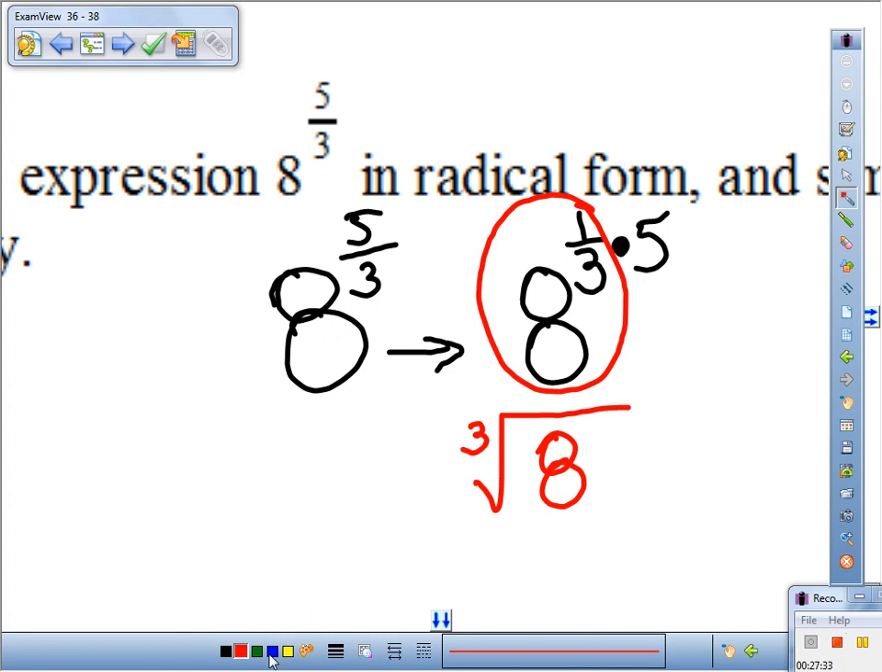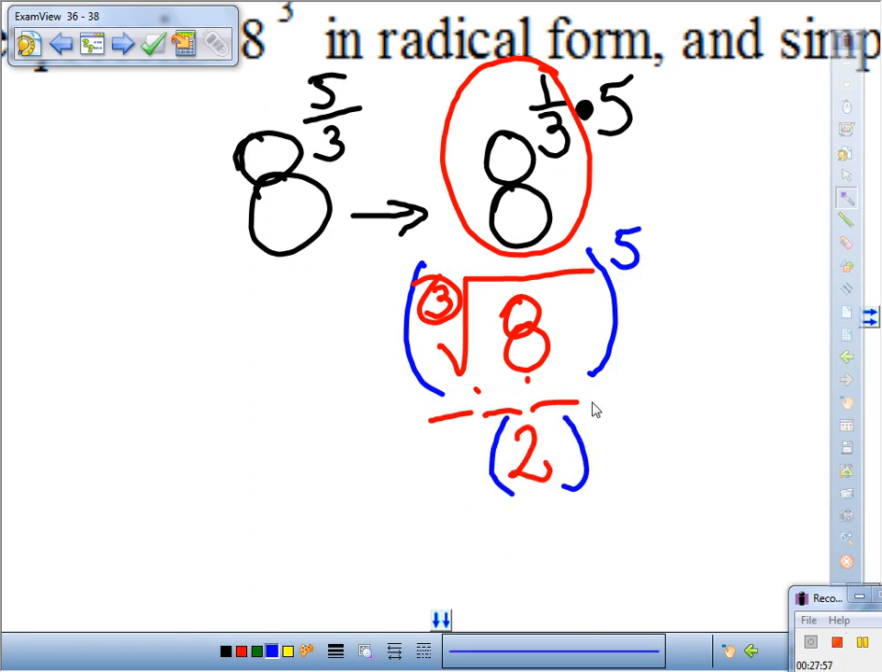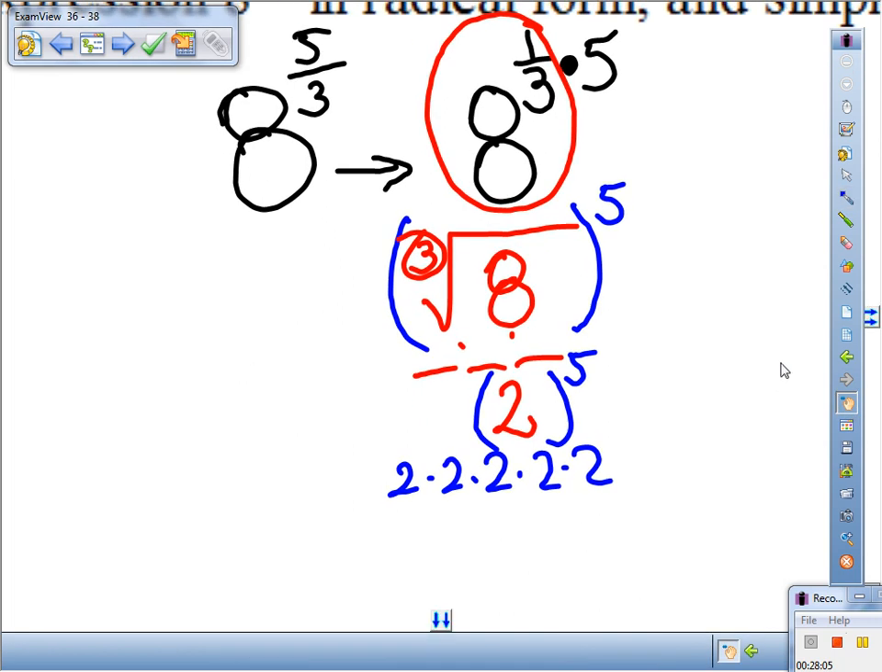All right, so where do I put the 5, Mr. Q? Well, outside. We need to raise that at the end to the 5th power. All right, so question. What number times itself, how many times? It says here 3 times, give us 8. 2. 2 to the what? 5th. So what is 2 to the 5th? That's 2 times 2 times 2 times 2 times 2, which is, what is it, 32? 32.